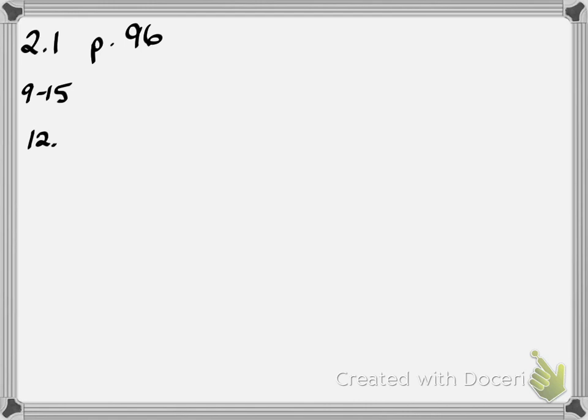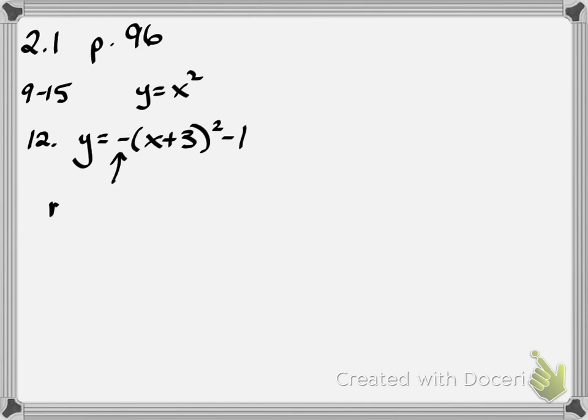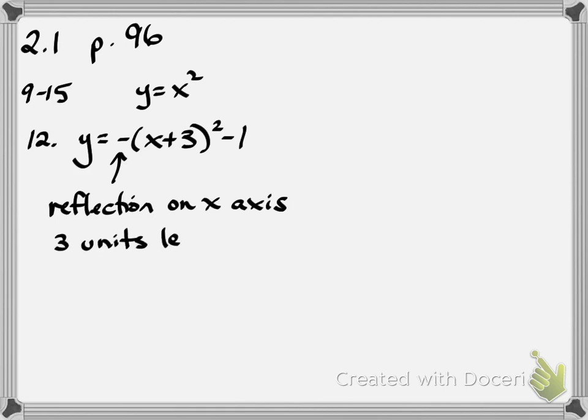Now, for you to study for this independently, you should do some of the odds because we have the odds answers in the back, and chances are we work the odds in class, and you have them for homework. But since I'm going to leave you with problems that you can still practice, I'll do number 12. So how does this compare to the parent function y equals x squared? Well, this negative is a reflection on the x. The 3 is 3 units left. And the 1 is down 1.